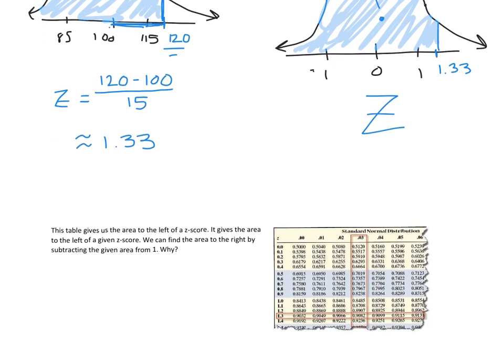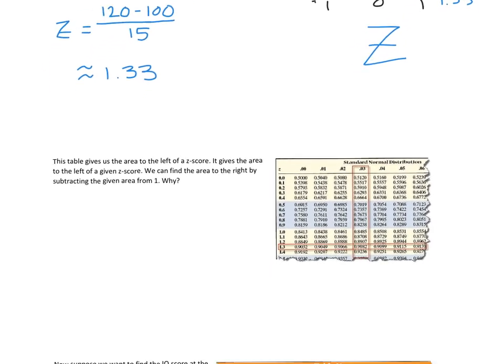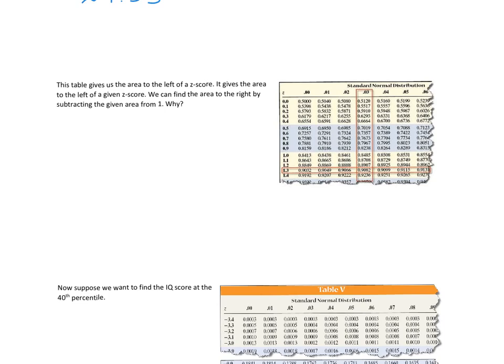Let's continue onward. In the back of your textbook, you have an appendix, and I also give it to you on your exam. It's the standard normal distribution table of values, and it looks like this. This is just a chunk of it. This table gives us the area to the left of a z-score. In our case, our z-score was 1.33, so we are trying to find the area to the left of 1.33.